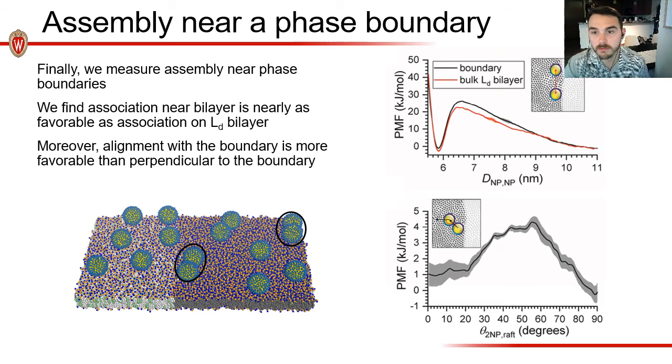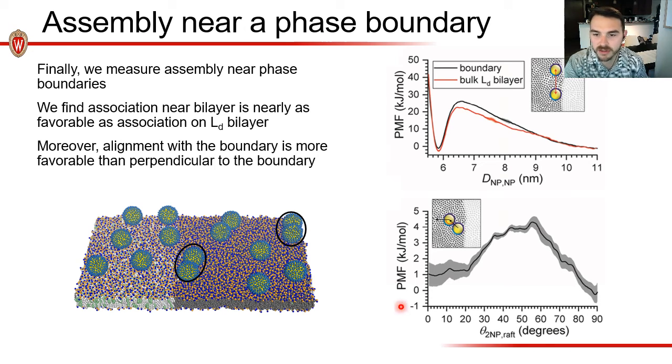So first, we measure the free energy profile as a function of the nanoparticle distance, while both of them are constrained to be near the boundary. And we see a free energy profile that looks very similar to the bulk liquid disordered bilayer. So this means that this association would be just as favorable as in the liquid disordered bilayer, which is exactly what we saw was favorable in the liquid disordered case.